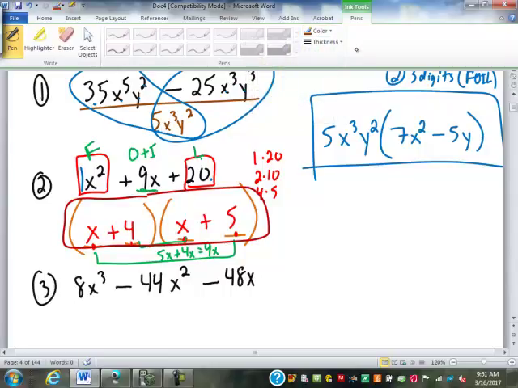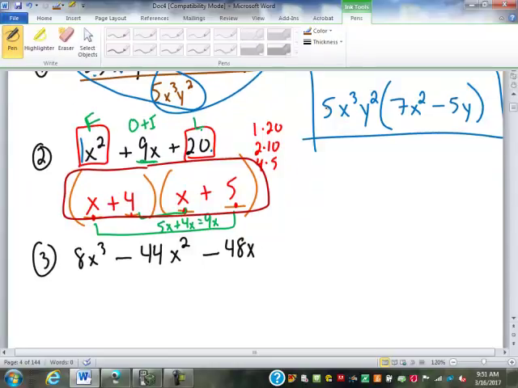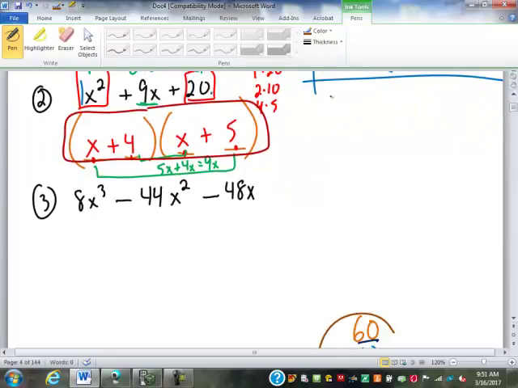So the next one down here combines both of these processes for us. Remember, I said the first thing we got to look for is a greatest common factor. Well, let's look at the numbers. We've got 8, 44, and 48. What is the greatest common factor of those? 4. We can divide by 4.